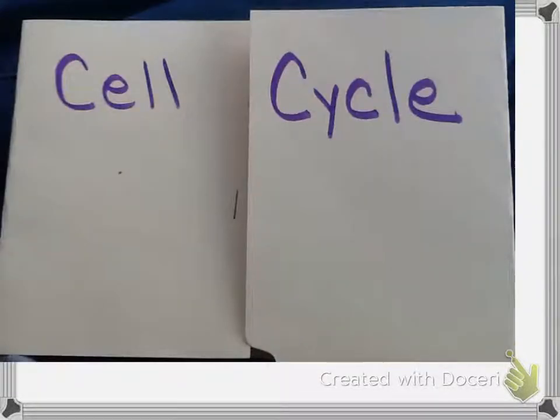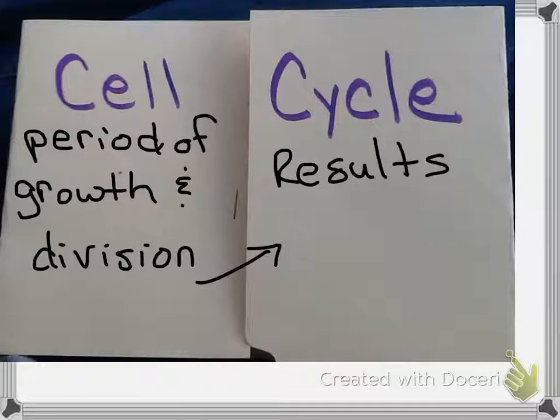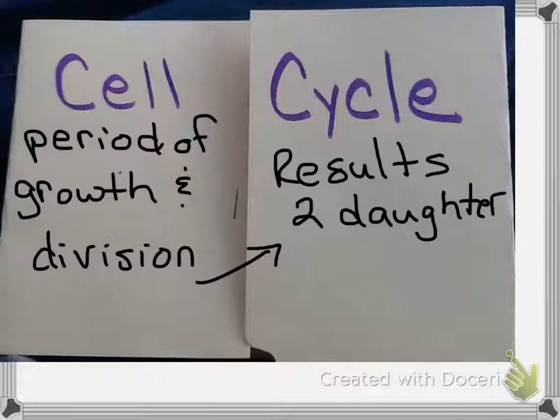Okay, so the next question is about cell cycle. What is a cell cycle? Basically, it's a period of growth and division for a cell, and the results are going to be what we call 2 daughter cells. In other words, 2 cells that are exactly the same. Daughter cells. Write it down. Pause it if you need to again.